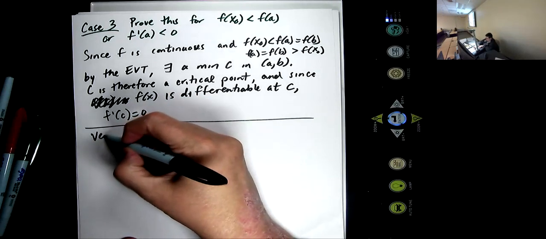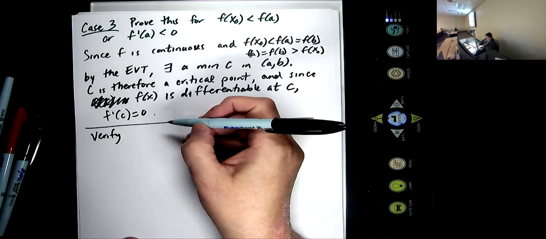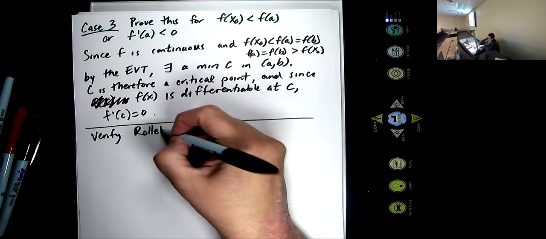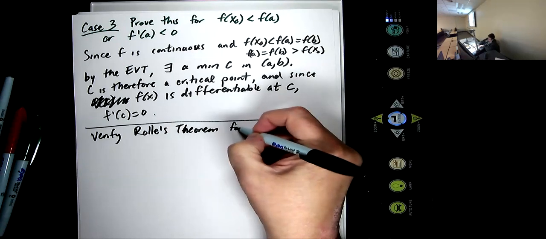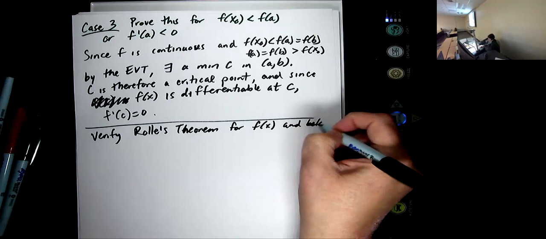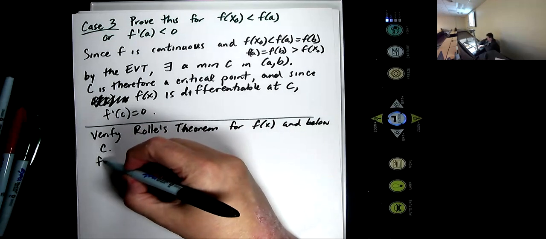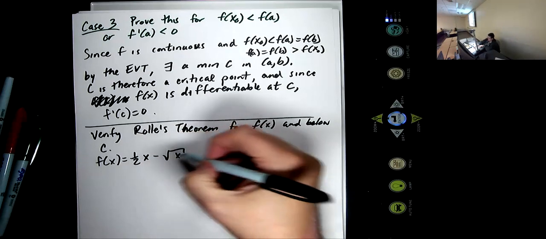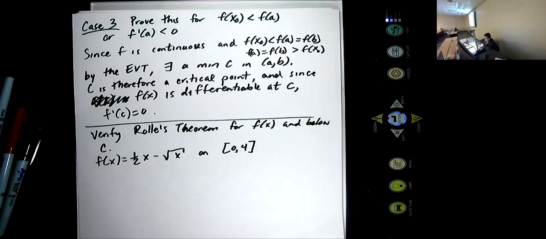We want to verify, we're talking about Rolle's, verify Rolle's theorem for f of x below and find c. f of x equals 1/2 x minus the square root of x on 0 to 4. So we need three things. We need f to be continuous, differentiable, and we need f of each endpoint to equal each other to satisfy Rolle's theorem.